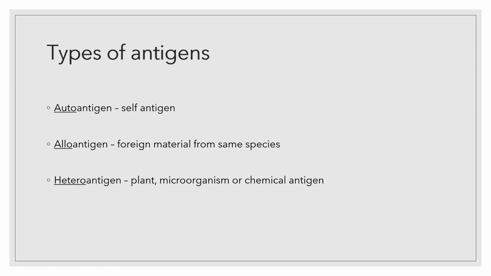We have three primary types of antigens: autoantigens, alloantigens, and heteroantigens. An autoantigen is a self-antigen and triggers autoantibodies. An alloantigen is a foreign antigen from the same species, for example, blood group antigens from donor cells. A heteroantigen is a plant, microorganism, or chemical antigen. It's an antigen not originating from one's own body.